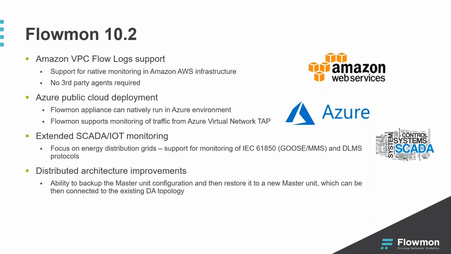We are continuously working on improvements of the distributed architecture. This was a very big thing that we launched with Flowmon 10, and we are still continuously working on improving it. So we would like to introduce a way how you can simply back up the configuration of the master unit and restore it to a master unit which has been replaced. If it's broken or damaged, you can simply replace it, restore the configuration, and connect the new master unit to the existing DA topology.